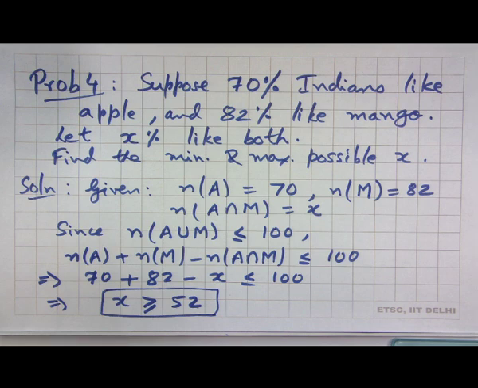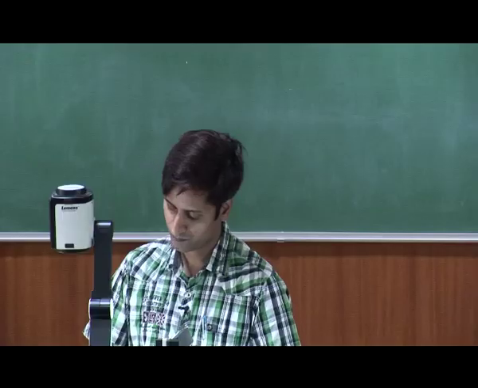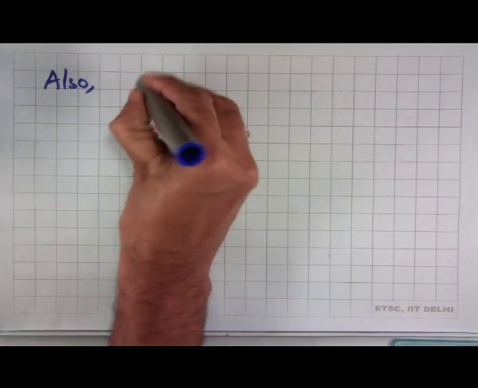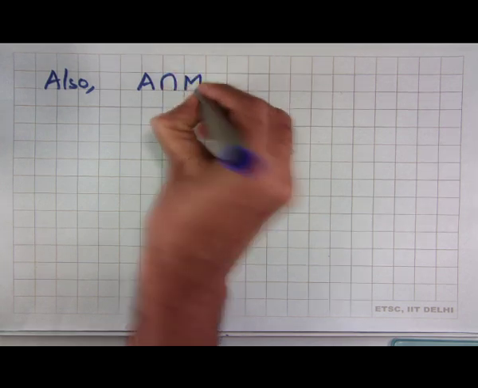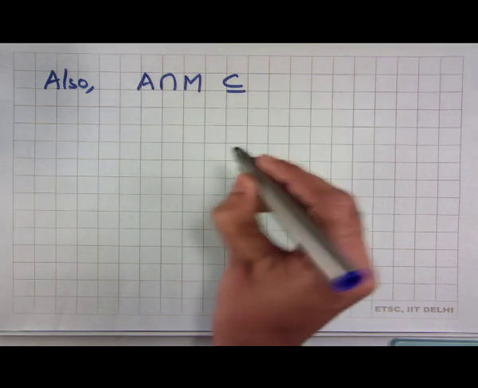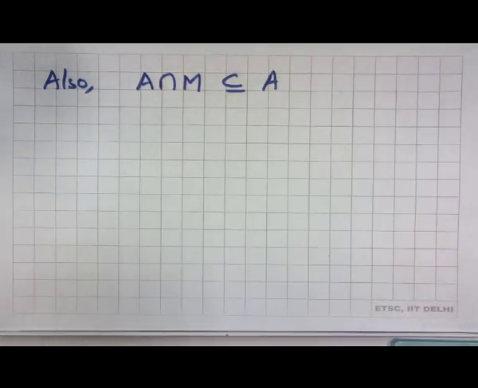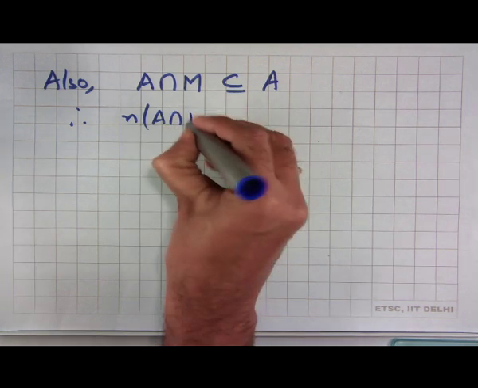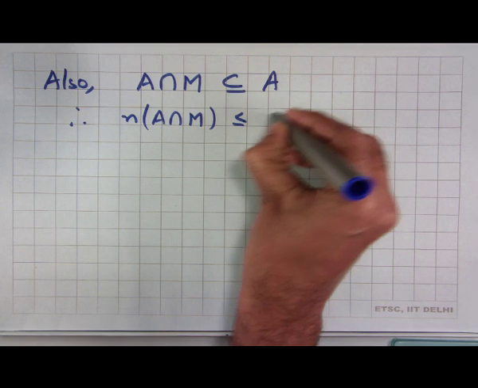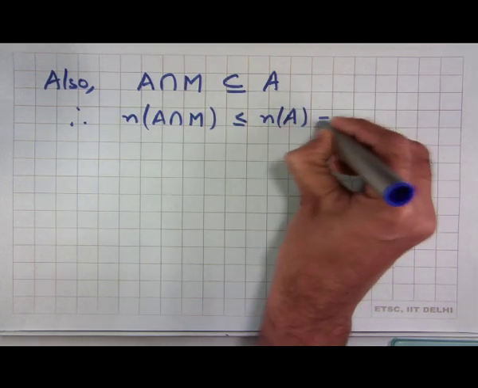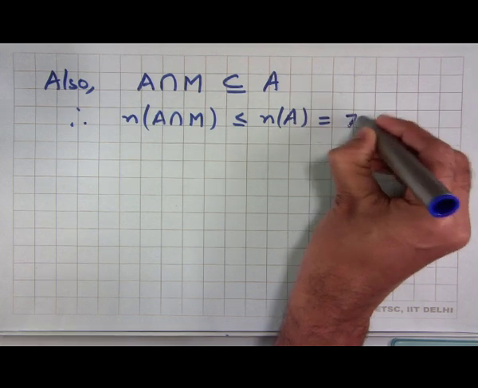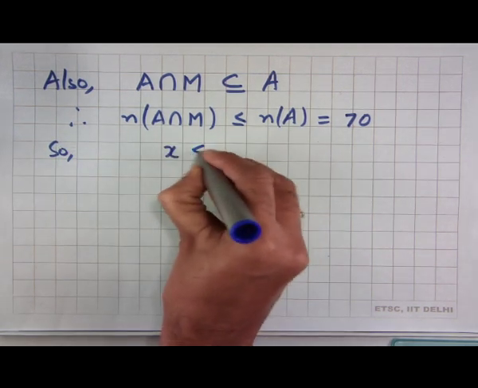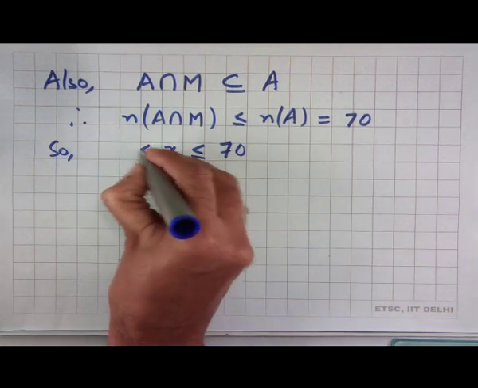Now, how do we get the maximum value of x? Also, we know that A intersection M is a subset of A. So, therefore, N of A intersection M is less than or equal to N of A, which is equal to 70. So, x has to be less than or equal to 70% and bigger than or equal to 52%.